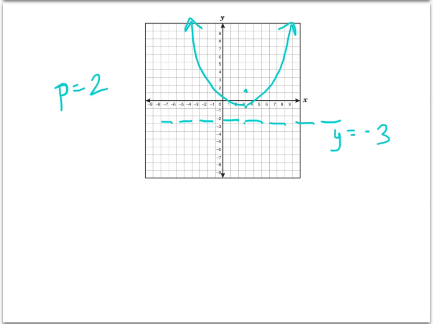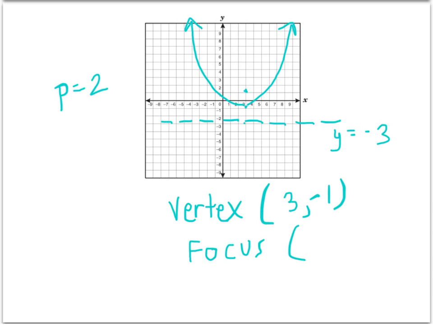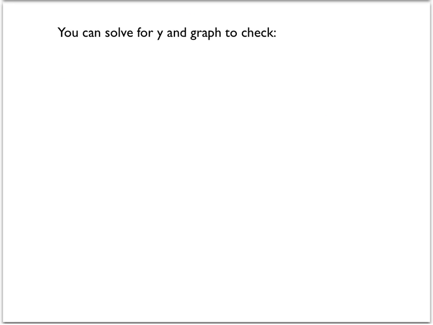That's my vertex point, which I'll jot down: my vertex point would be (3, -1). And lastly, my focus point, remember only one focus in this kind of conic section, would be (3, 1), 2 units apart. So there's our first parabola that we have graphed. And we could solve for y and graph on our calculators to check on that. I don't think we'll take the time to do that right now, but that is an option you could do, especially on those that are oriented vertically where we can solve for y.